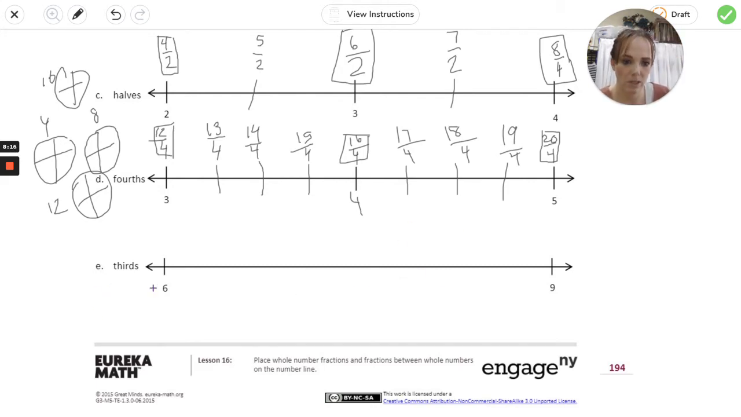This one goes from 6 to 9. So I need to put 7 and I need to put 8. There's my whole numbers, and we're going to put a lot of fractions on here.